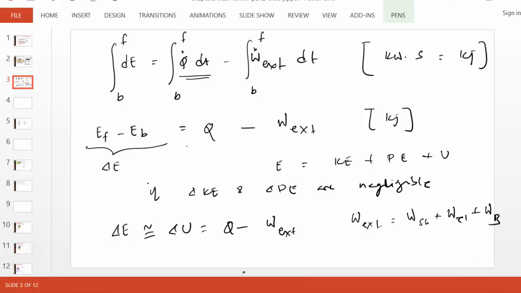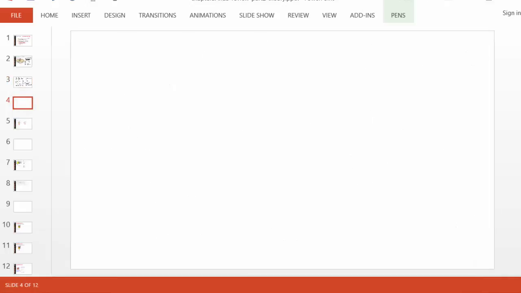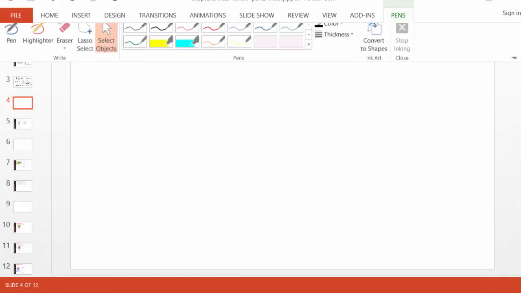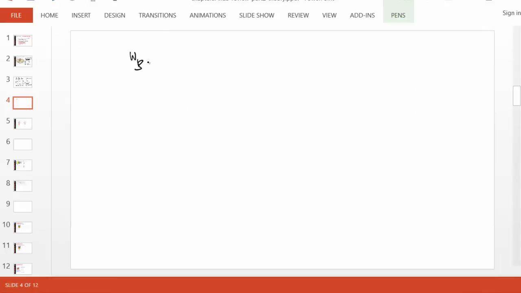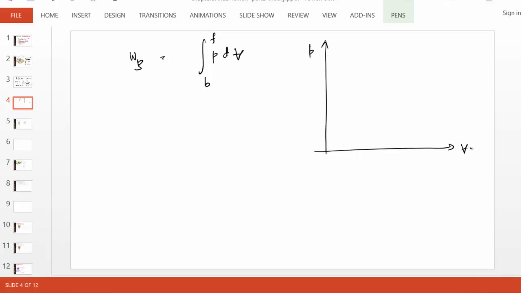A note about the boundary work, because we'll encounter boundary work a number of times while analyzing closed processes. Boundary work is given by integral PdV from the beginning of the process to the final state of the process. So to find the boundary work, the easiest way is to draw a PV diagram. And suppose I have a gas in a piston cylinder assembly, and we find that the gas expands, and let's say the pressure decreases or something. We don't know. It depends on the specific process.